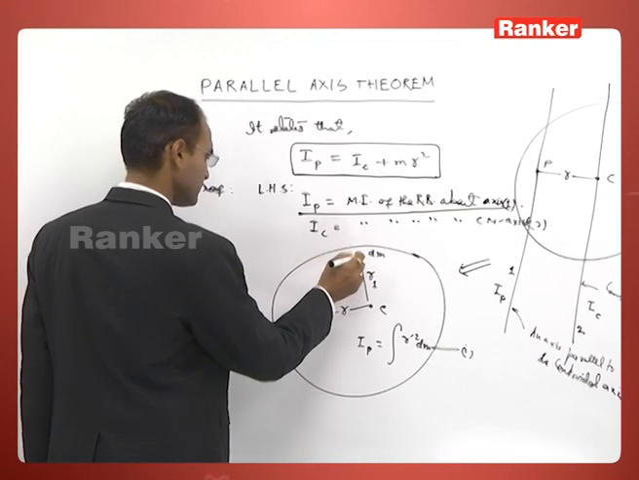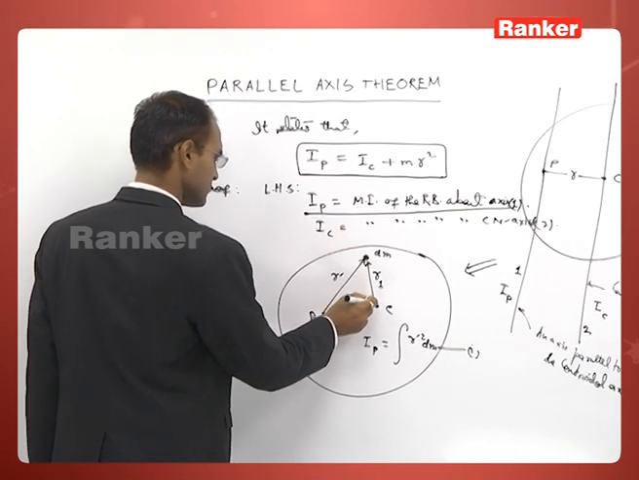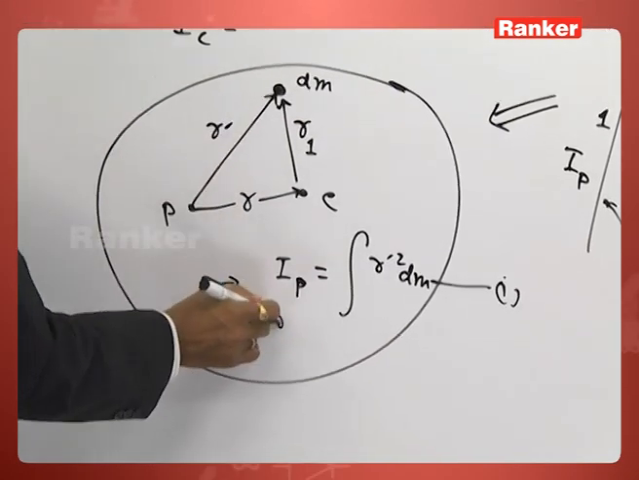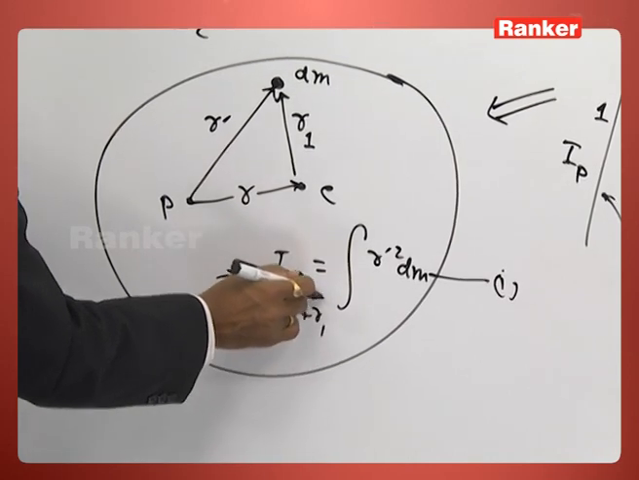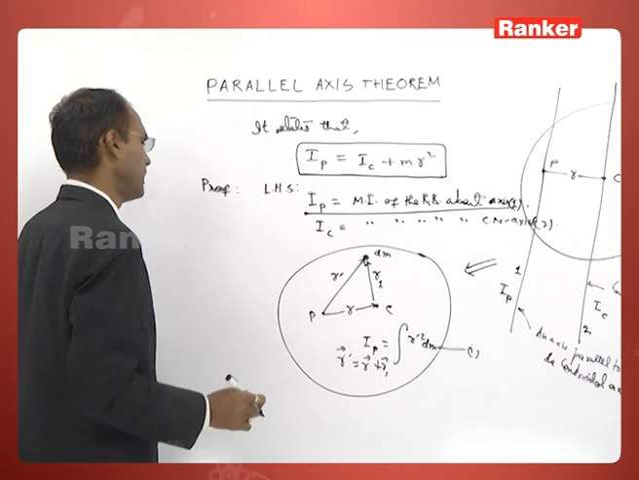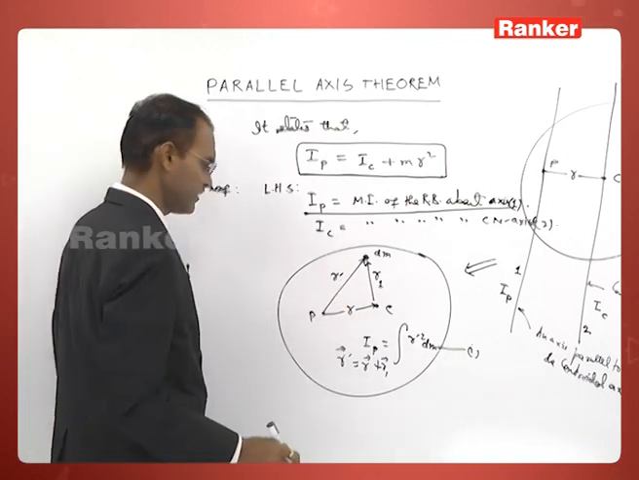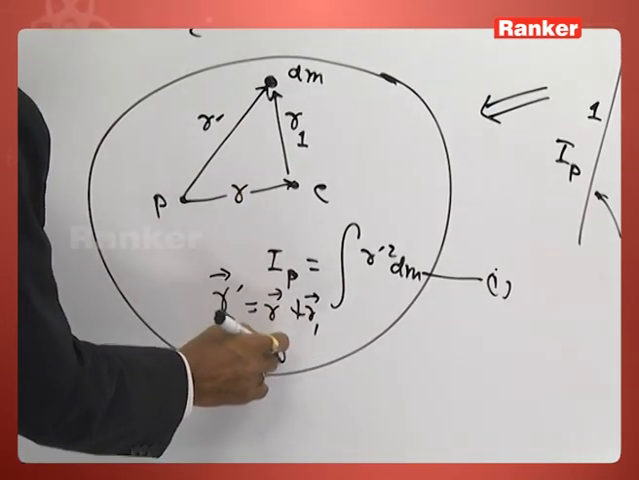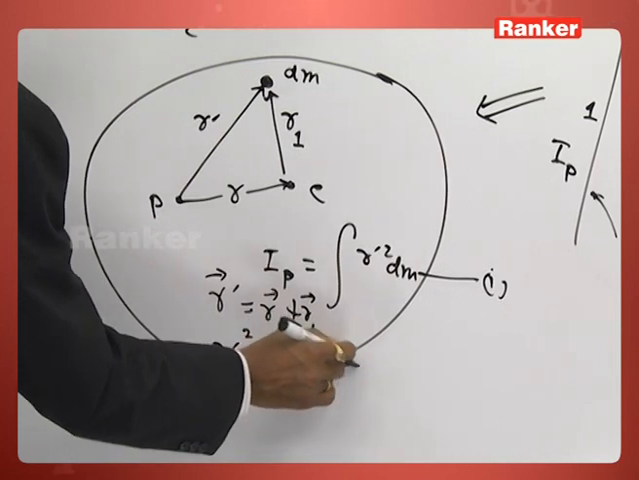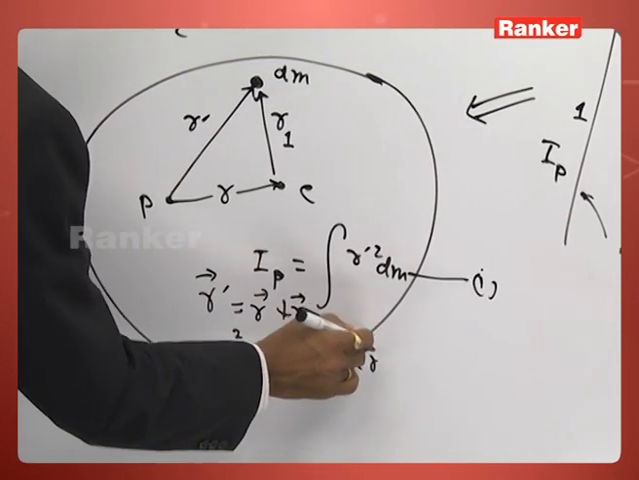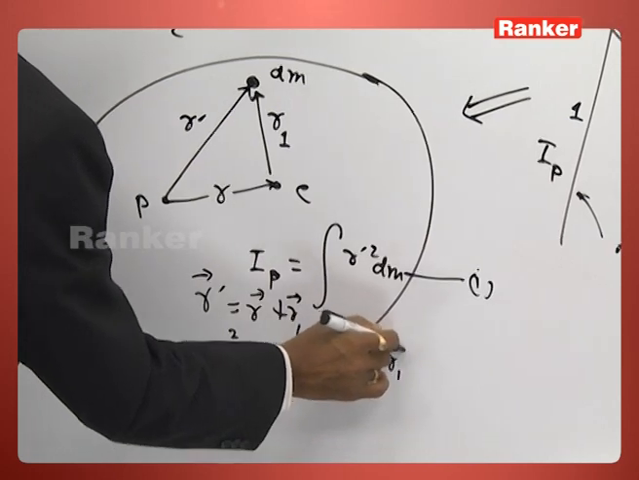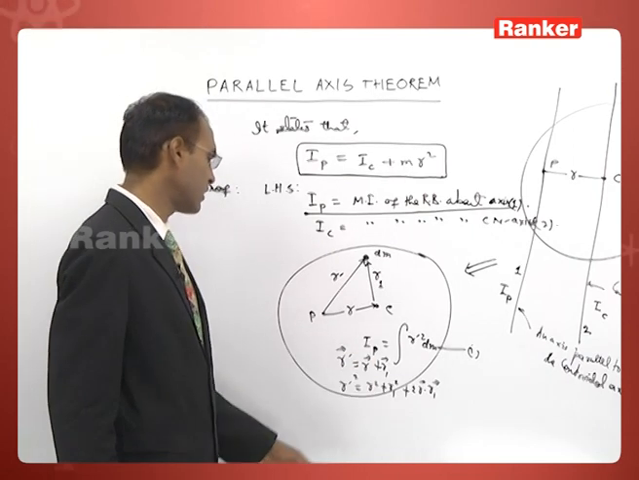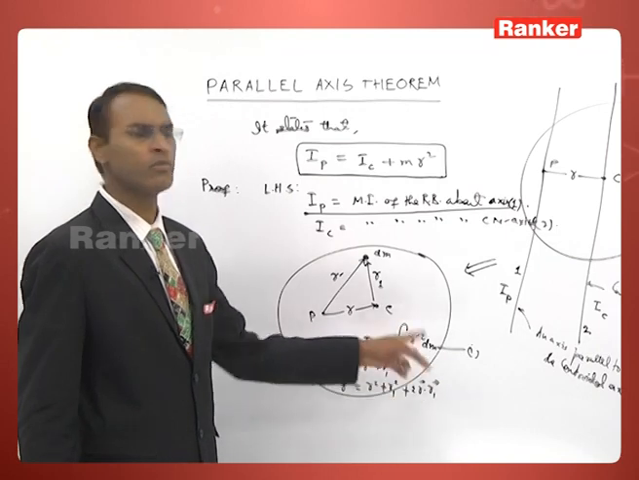We know that r dash is equal to r plus r1, according to the triangle law of vector addition. Therefore, r dash square is equal to r square plus r1 square plus 2 r dot r1. Vector A plus vector B, square of this, equals a square plus b square plus 2 a dot b.